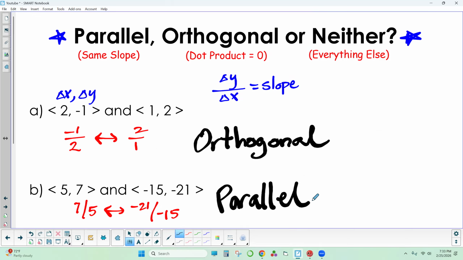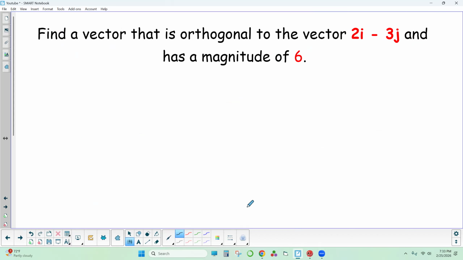And obviously, if they're not orthogonal, they're not parallel, they are neither. So that's basically everything else. Okay? All right, let's look at this question. This includes some concepts that we learned prior.